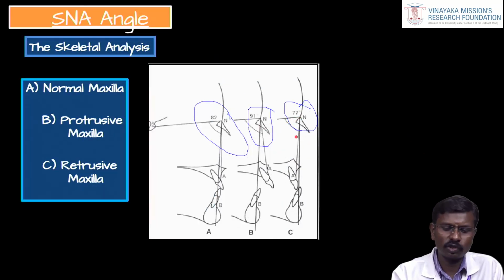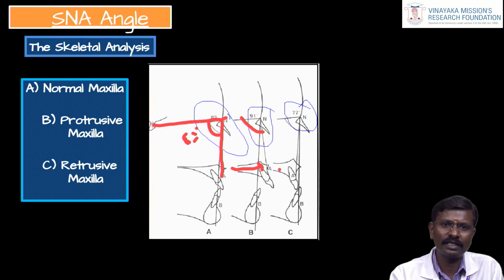This picture shows a normal, a protrusive and a retrusive maxilla. Here, with S, N and A, the value is 82, so the maxilla is normal. Here, you can see an increased value, so the maxilla is more forwardly placed. This is called a prognathic maxilla. And here the maxilla is behind the mandible; you can see the mandibular anterior is more forward, ahead of the maxilla. So this shows that the maxilla is retrognathic. The same applies to the mandible, which we will see in upcoming slides.